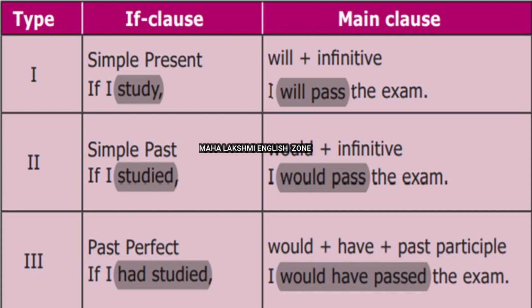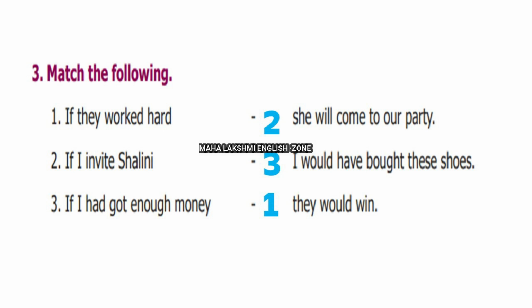Then in conditional class second, the if class verb will be in past tense, so the main class verb will be in would plus infinitive, that is a verb. In the third conditional class, if class verb will be in past perfect, that is had studied, and the main class verb will be in would have plus verb, so that is past participle. If class and main class is given in the form of match the following.